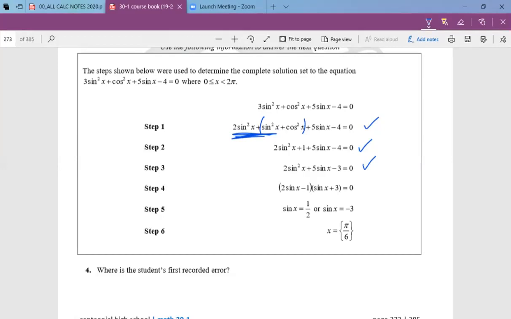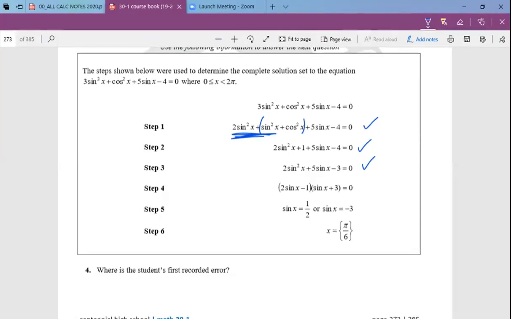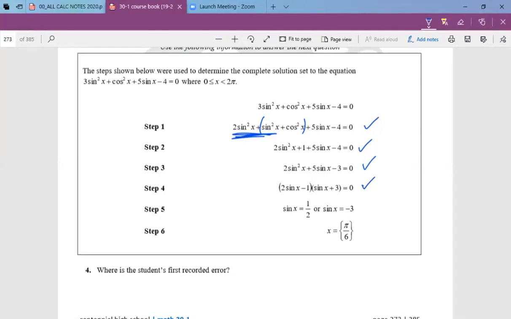2 sine squared, when you multiply the front end, the outside is 6 sine, the inside is -1 sine. Those certainly add to 5 sine x, and then -1 times +3 is -3. So this looks legit. This looks really good. We have sine x is equal to 1/2 from this part, and we have sine x equal to -3 from that part. So this looks legit. Everything looks like it's good.